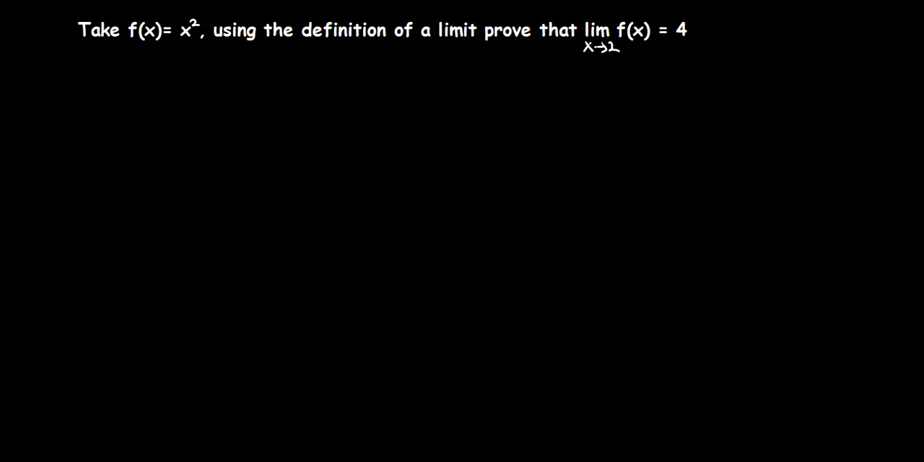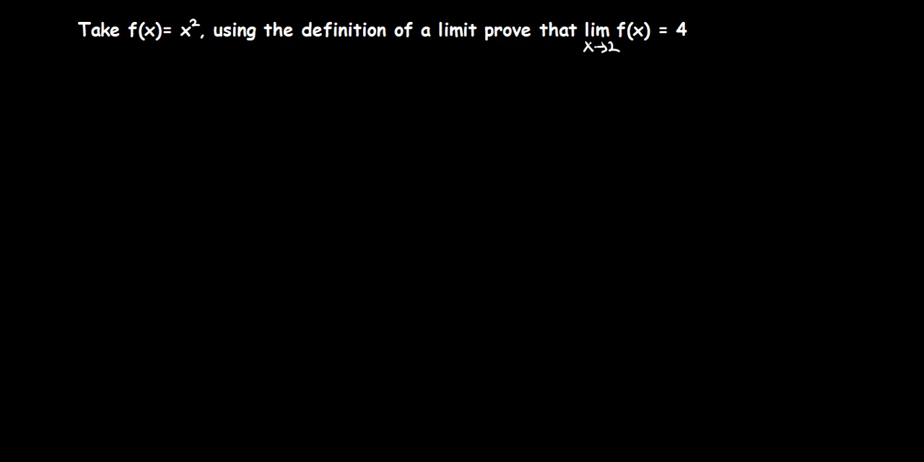In this video, we will answer the following question. Take f of x to be equal to x squared. Using the definition of a limit, prove that the limit of f of x as x approaches 2 is equal to 4. So how do we use the definition of a limit to find that?